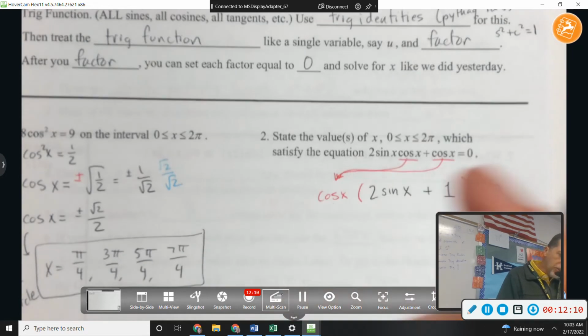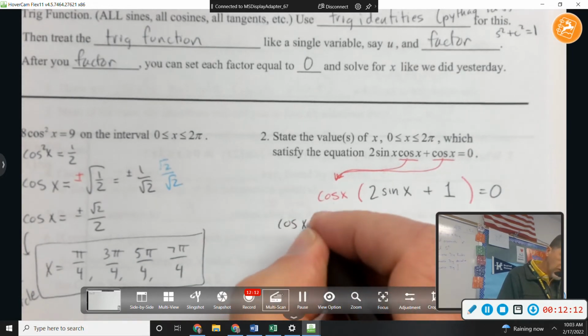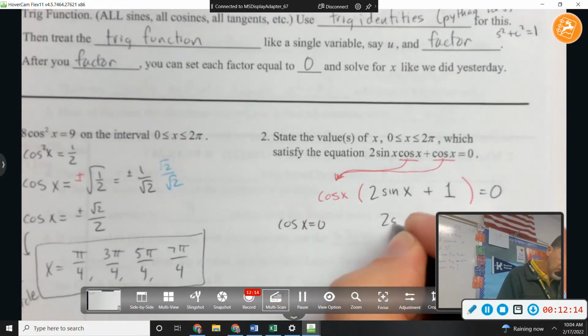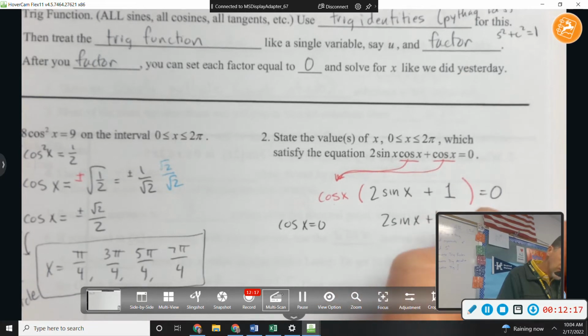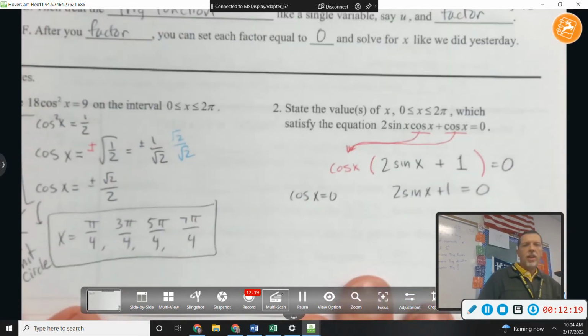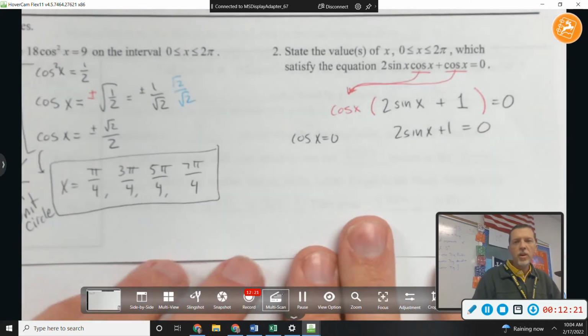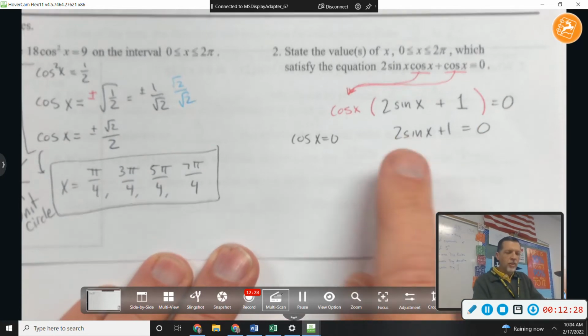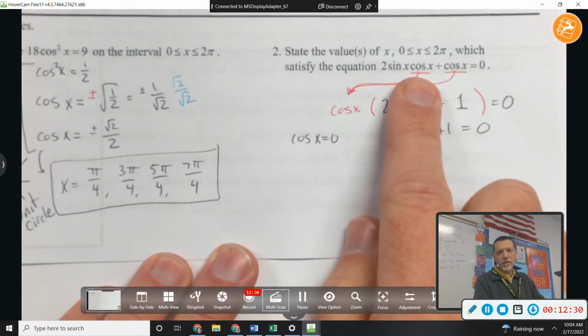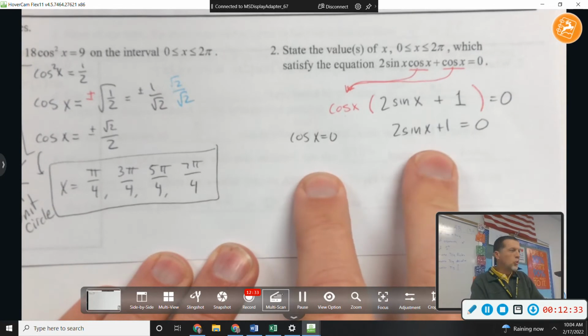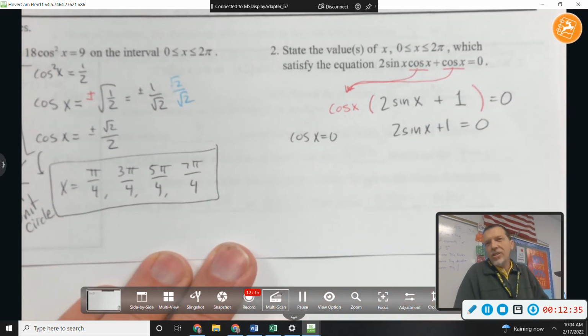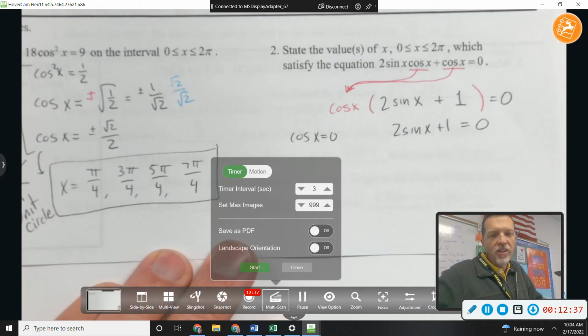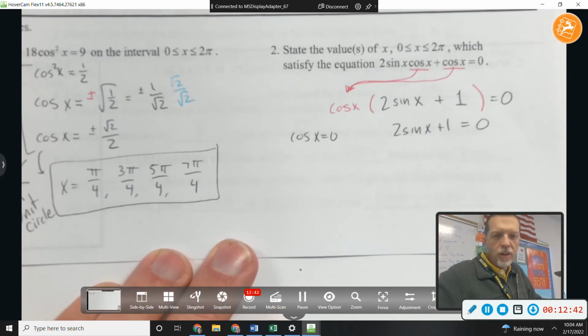All right, now we'll set our two factors equal to 0. Cosine of x equals 0. 2 sine x plus 1 equals 0. I'm going to press pause and let you see if you can finish it, because from there, that's exactly what we did yesterday. Factoring turned this from one impossible problem into 2 easier problems. Maybe not easy, easier. So try those, and then we'll see how we do.